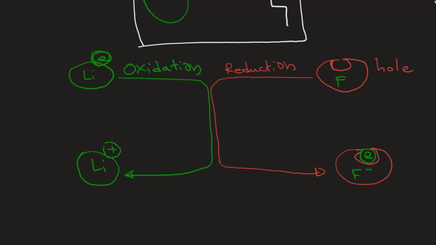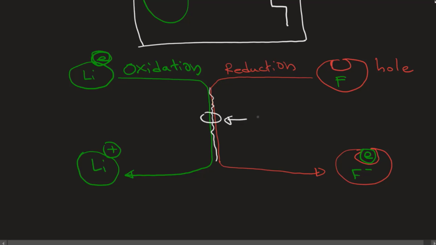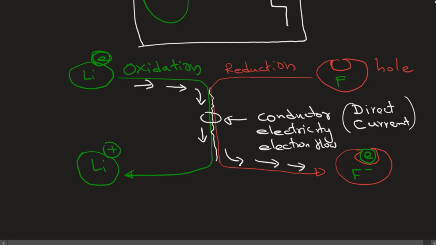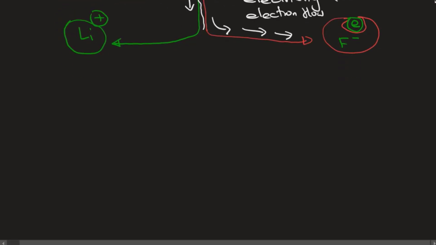So this whole process, pushing an electron from one to the other through a conductor, that's what we call electricity. Passing electrons is electricity, right? So electrons are flowing through. Now this is also called the DC. Remember, direct current. The electrons are moving in one direction only, from the metals to the nonmetals. Okay, so that's something to memorize.